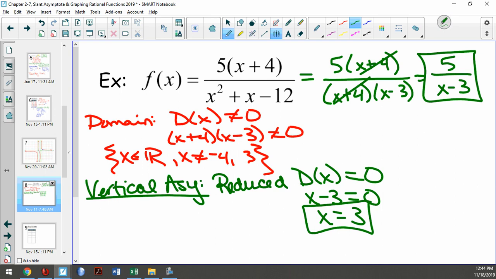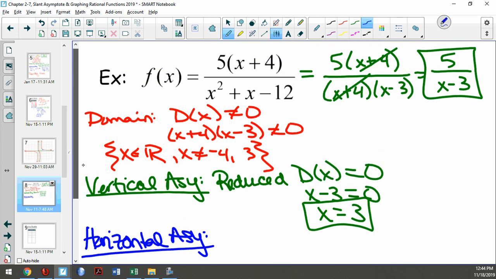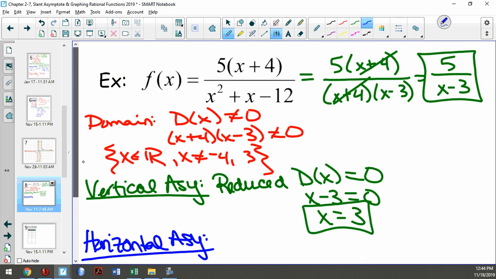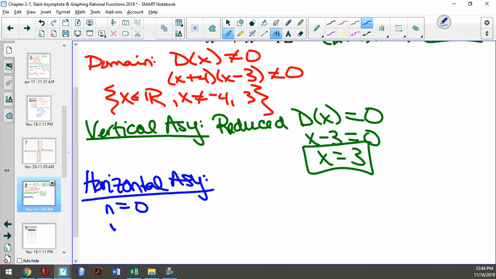Okay. So what do I look for next? Horizontal asymptotes. So how do I find my horizontal? You can go from the reduced if you want to. So if I go from the reduced, I have a degree of what? 0 with a degree of 1. So n is less than m. So what is my horizontal? Y equals 0.